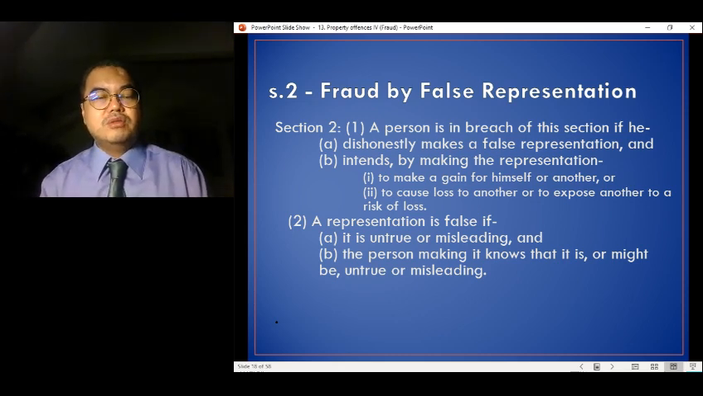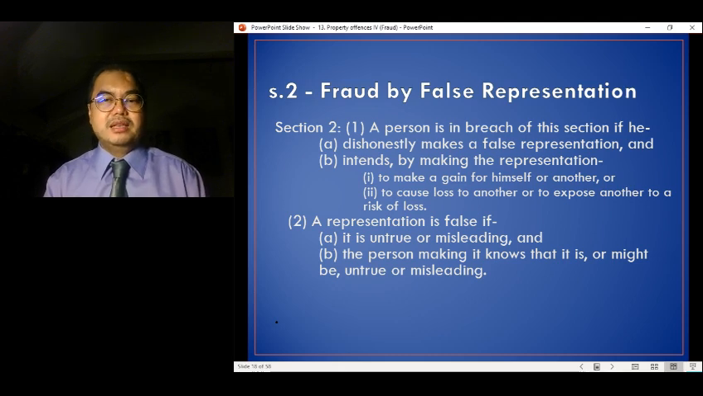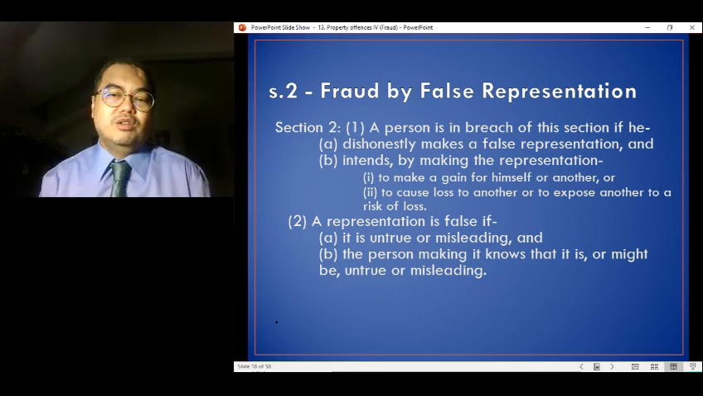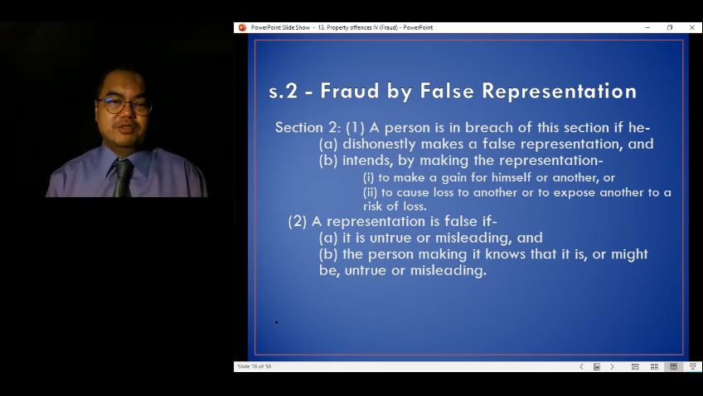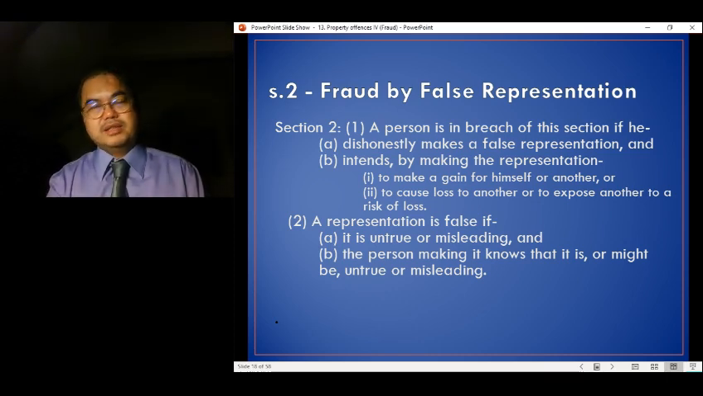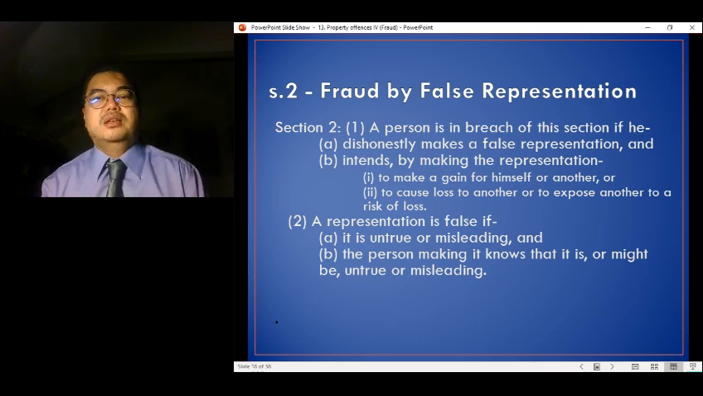Now, subsection 2 explains when a representation is false. Basically, a representation is false if it is untrue or misleading, or if the person making it knows that it is or might be untrue or misleading. So looking at this definition of fraud by false representation, what are the elements of actus reus? You may pause the video now and try to figure it out, because in the next second or two I'll be telling you the answer. What is the actus reus for this offence?